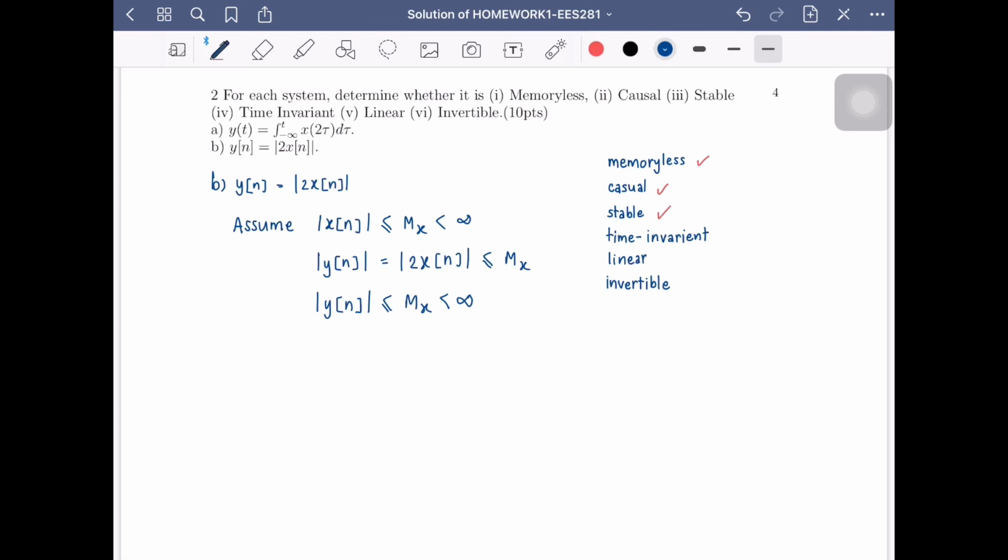Next, we have to check time invariance. First, we have y1 equal to 2x1[n], and then we define x2[n] equal to x1[n minus n0], and then y2 is equal to 2x2[n].